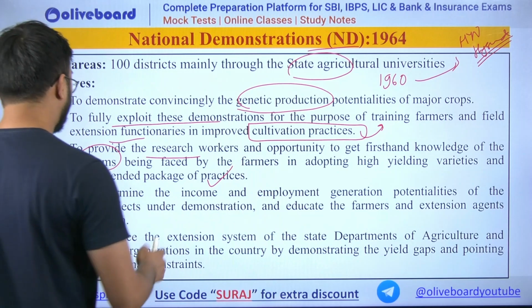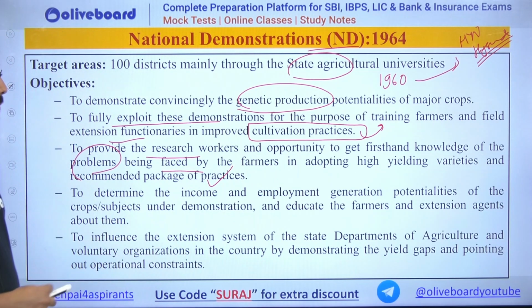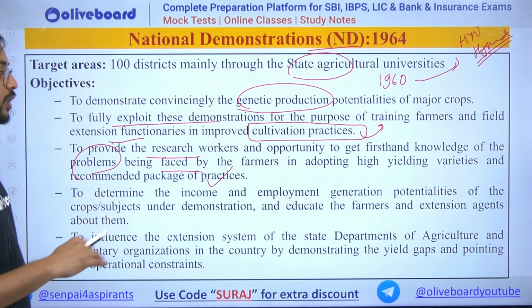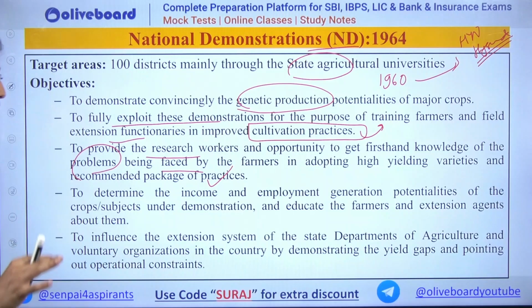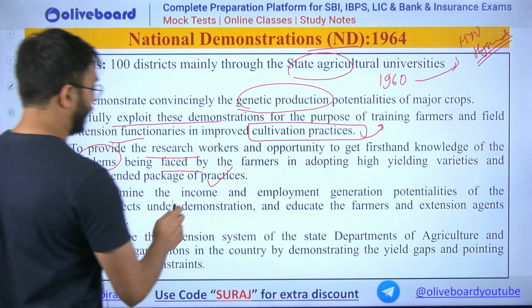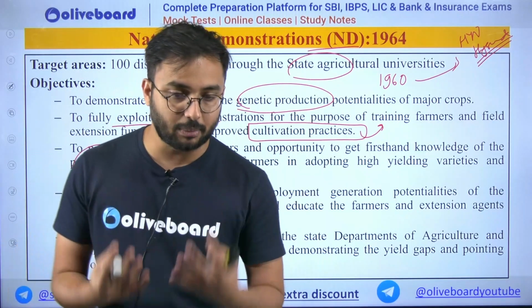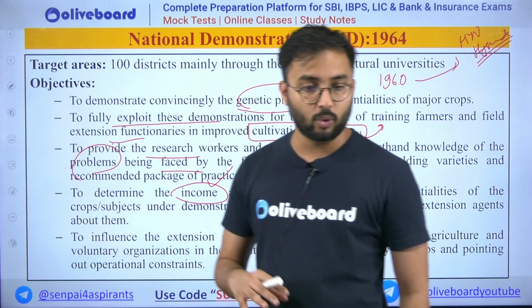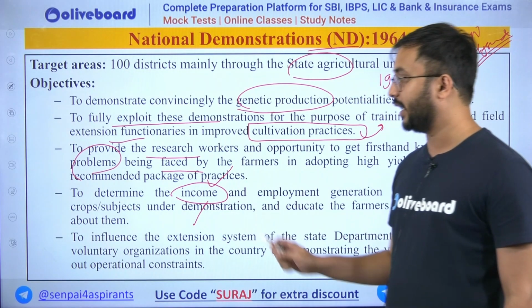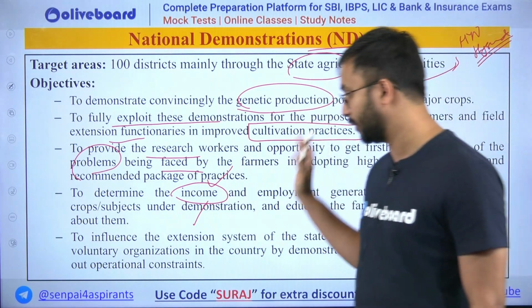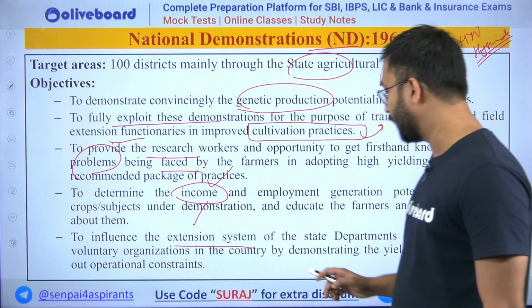So overall, it also talked about giving first-hand knowledge as well as discussing the problems which farmers will be facing when they adopt high yielding varieties. It also determined income and employment generation possibilities or potentials of such demonstration activities. Okay, influence of extension education.